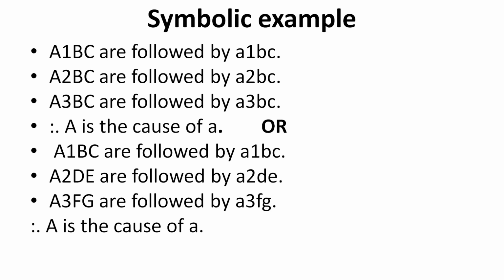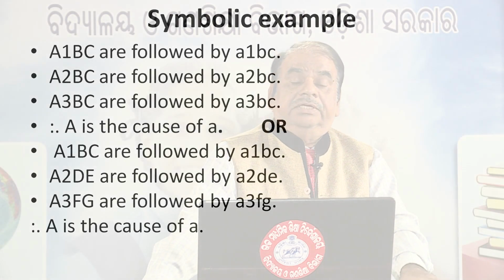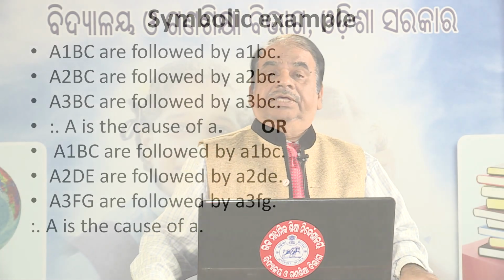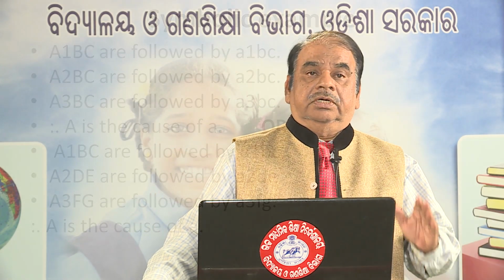Or the same alternative examples can be used here: A1 BC followed by a1 bc, A2 DE followed by a2 de, A3 FG followed by a3 fg, therefore, A is the cause of a. So, in this manner we can make use of the symbolic example for understanding this method.